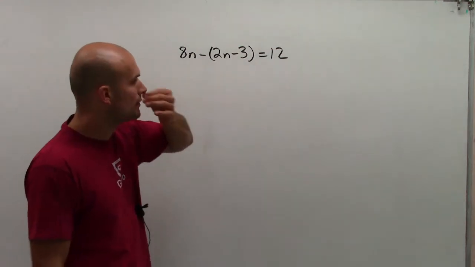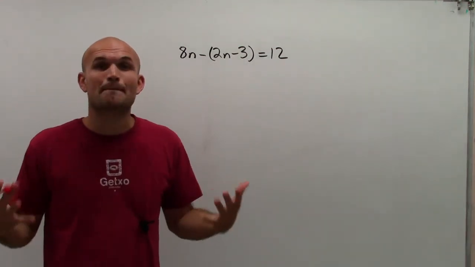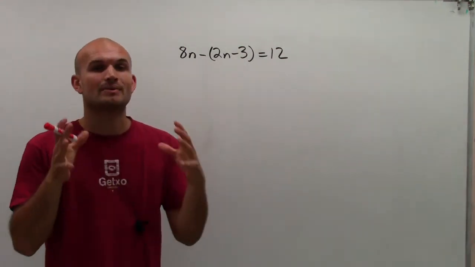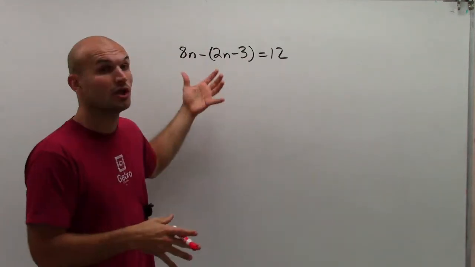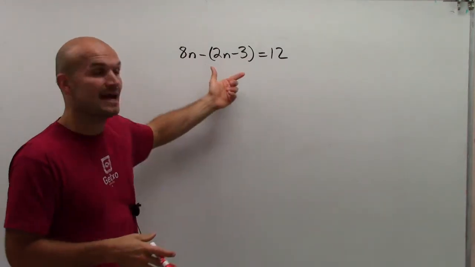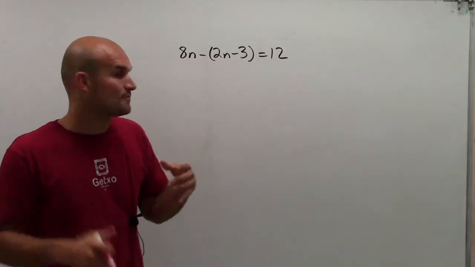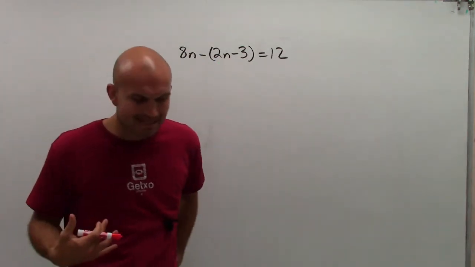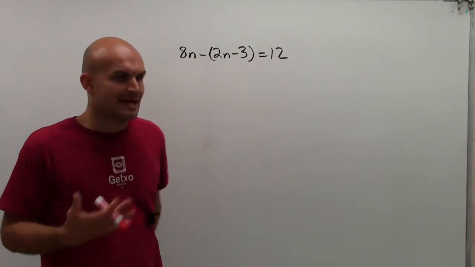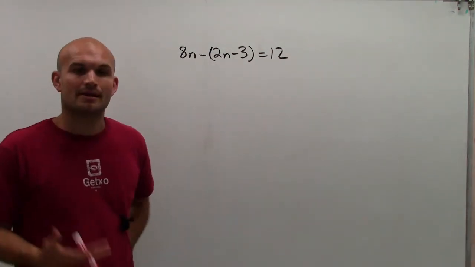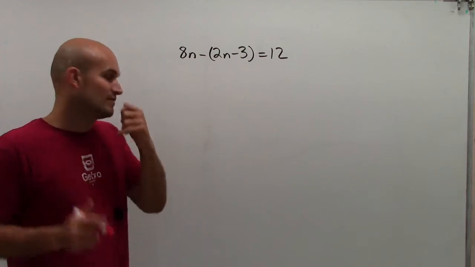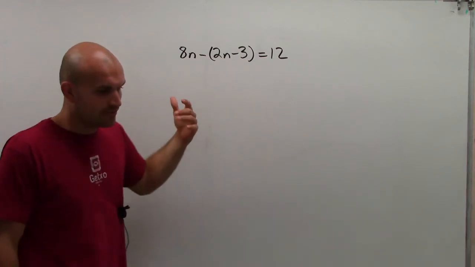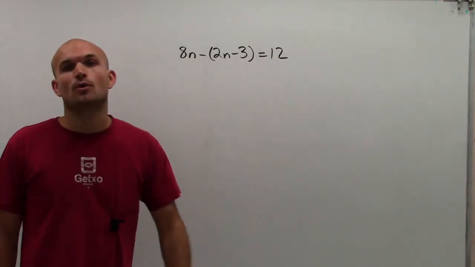So when solving this problem, what we need to understand is we need to get our variable isolated, right? We need to get our n, that's our unknown, by itself. So here I have an 8n minus a 2n. I can't combine these yet. Our purpose is to combine them down to one variable, and the problem is we can't combine them because we have to use our order of operations.